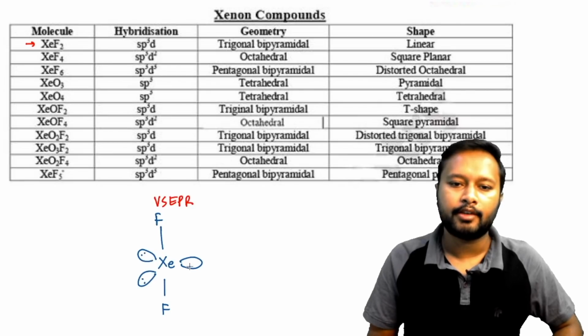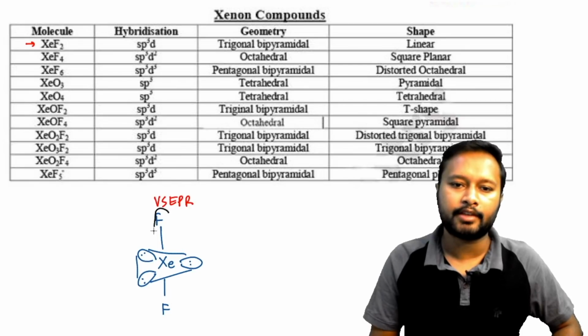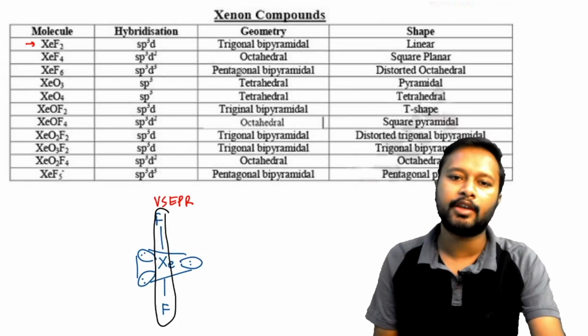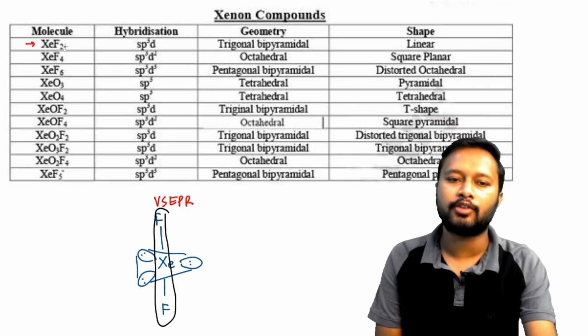Like this. So although the geometry is trigonal bipyramidal, if you look at just the shape, it looks like a line, a linear molecule. That's why it is called linear in shape, but the geometry is trigonal bipyramidal. So you should be able to draw the geometry or structure of all these molecules.